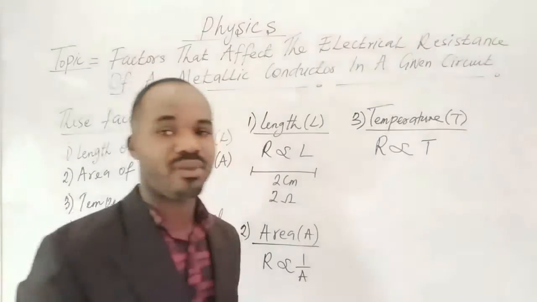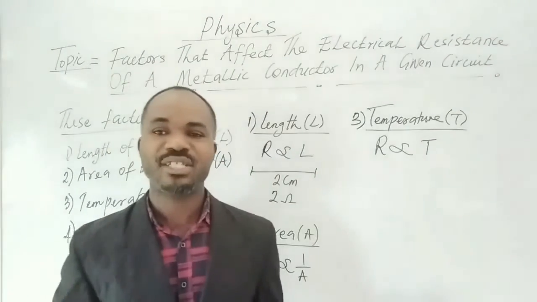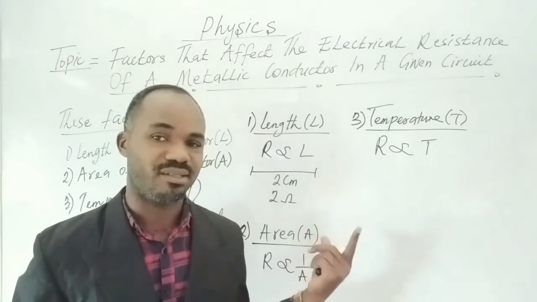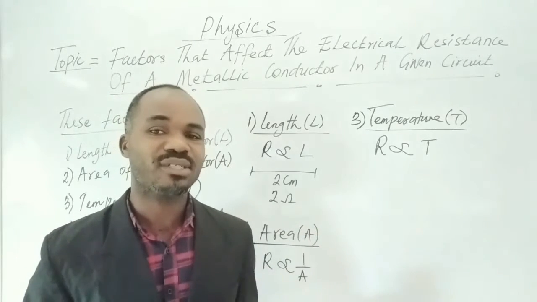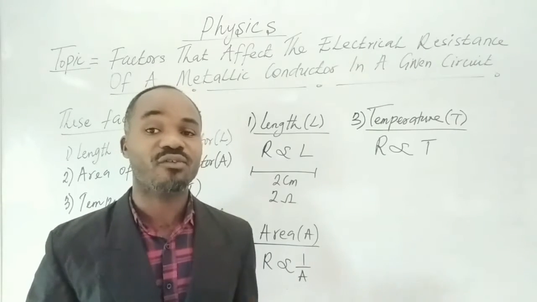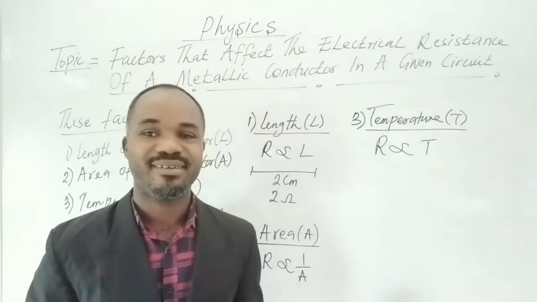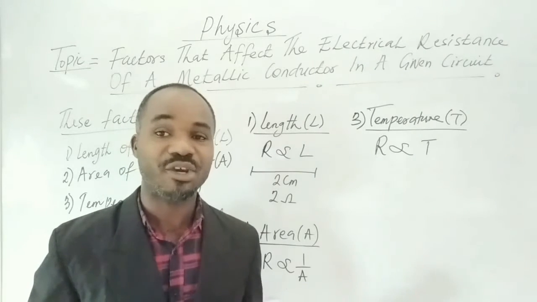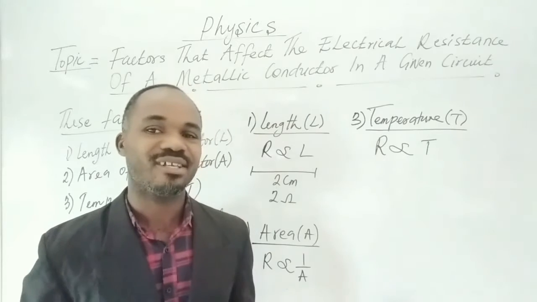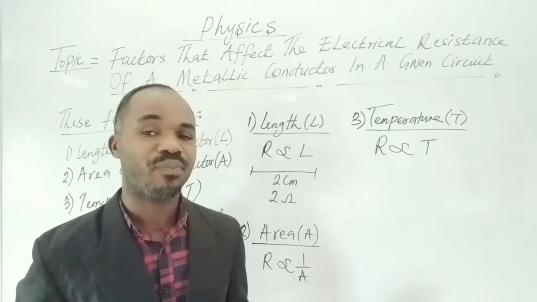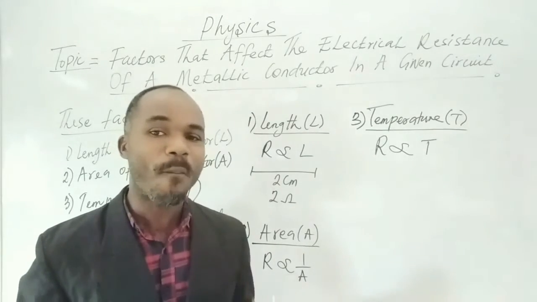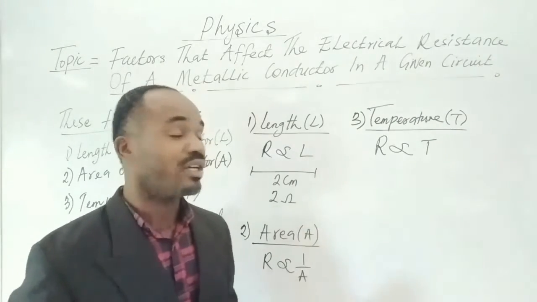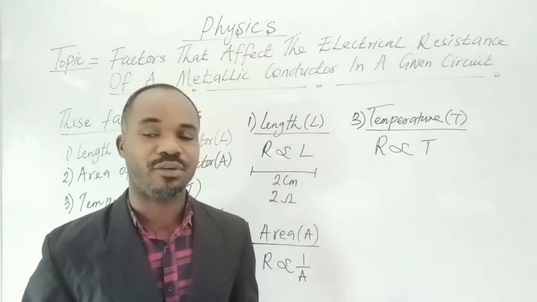But materials such as carbon do not obey this, because as the temperature varies, the resistance of carbon decreases, and vice versa. So carbon cannot be used as one of the ohmic conductors or metallic conductors.